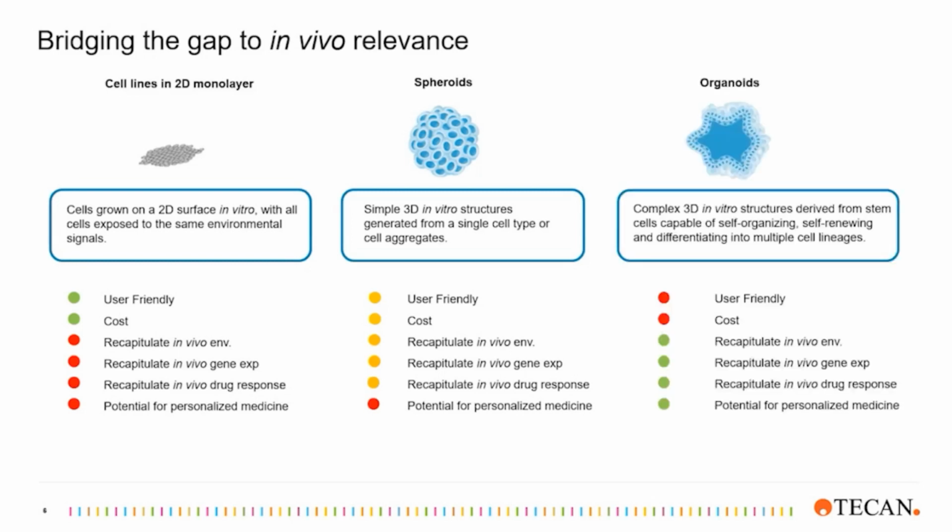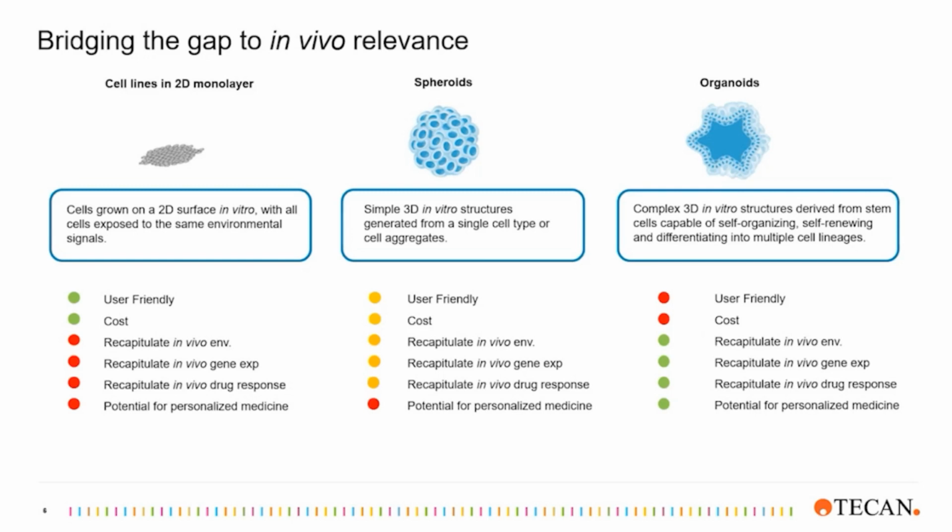However, these deficiencies are addressed by organoids. And these are complex 3D in vitro structures derived from stem cells capable of self-organizing, self-renewing, and differentiating into multiple cell lineages. Organoids are more costly and require expert handling. However, the benefits are the gene expression profile is maintained. These models can mimic the organ from which they originate and recapitulate to some degree the function of that organ.